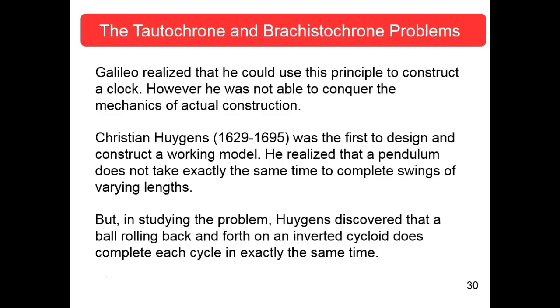But in studying the problem, Huygens discovered that a ball rolling back and forth in an inverted cycloid, remember the cycloid was like this, I said flip it over, does complete each cycle in exactly the same time. The problem with the pendulum was that it was on a circle, because that's a radius. A cycloid is not the same as a circle. So that was the problem. As long as you keep the angle small, it's approximately the same. If you get too big of an angle, you start introducing some error. But a ball rolling back and forth in a tautochrome, in an inverted cycloid, will take the same time.